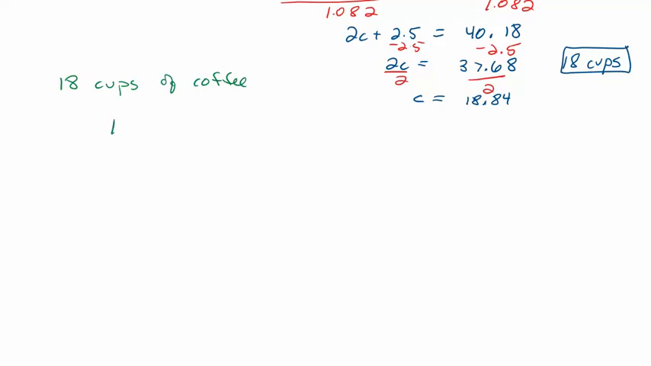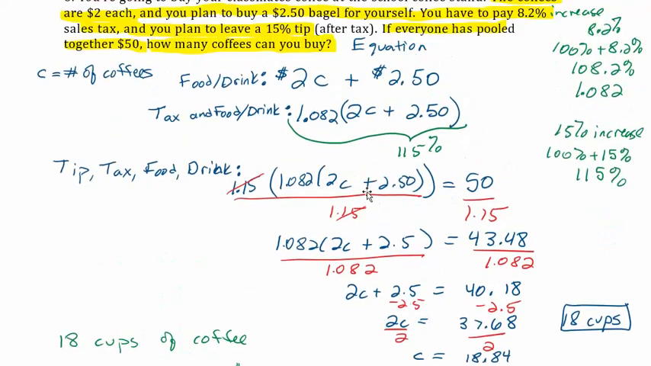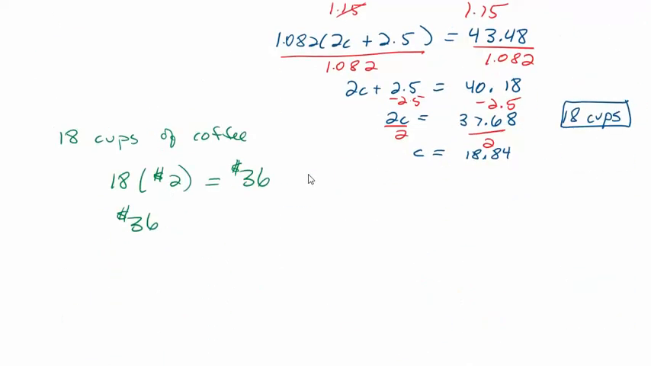So we had 18 cups of coffee, and those were $2 a piece. So that would be $36 for the coffee, right? And then we had $36, and then we bought something else. Was it a bagel for $2.50? Yeah, it was a bagel for $2.50. Okay, great. So we buy a bagel for $2.50. So now we've spent $38.50.